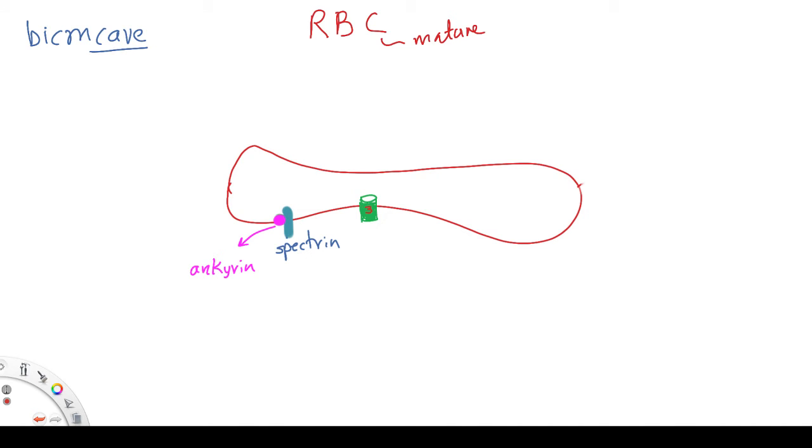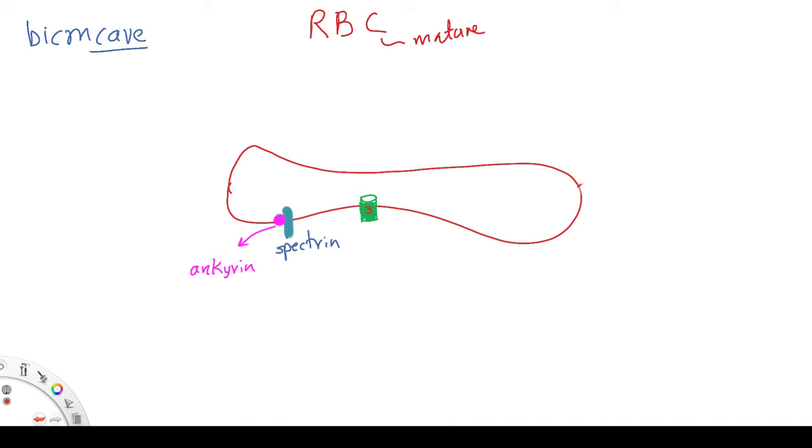Spectrin is absolutely critical for the flexibility of the RBC. So please understand the function of spectrin. It is critical for the flexibility of the RBC. Also, it is a main protein in giving it its biconcave shape. So without spectrin, what happens to the RBC? It would lose what? Biconcavity, right? If it's not biconcave, what would it be?